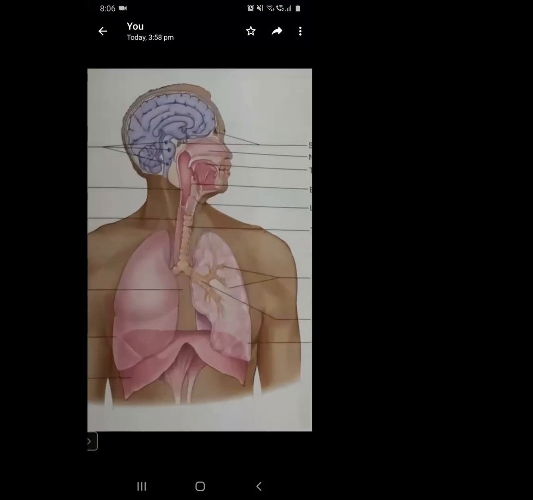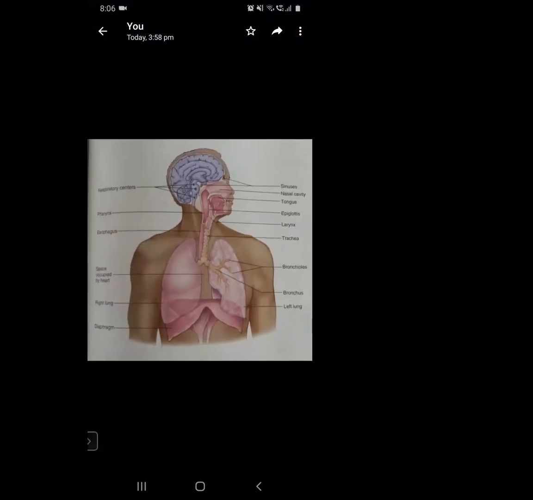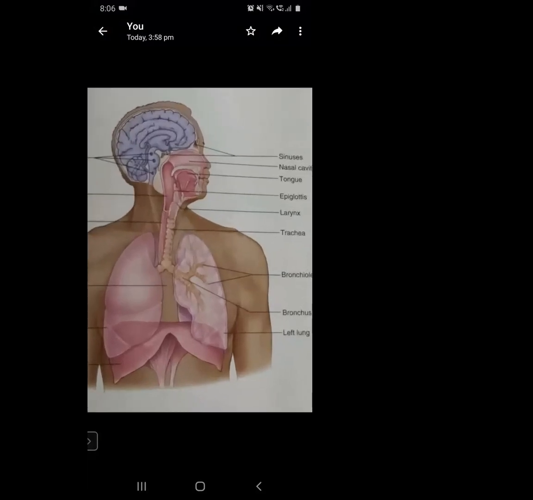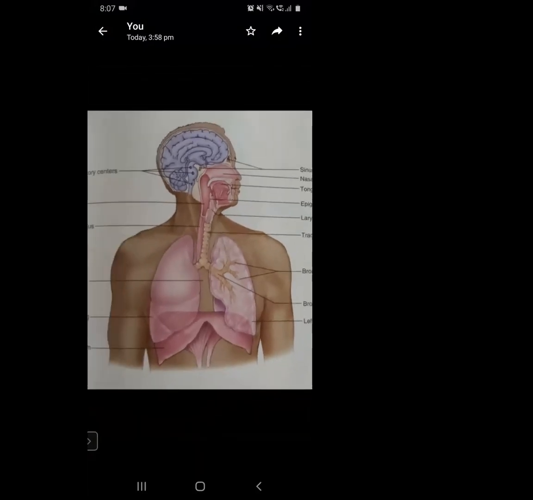So inside the nose, we have the nasal cavity, okay? The nasal cavity, and this pink wall that you can see is the division between the two nostrils. Yes, it's called the septum, but don't worry about it. So your nose starts here, and then just behind the nose is the pharynx.